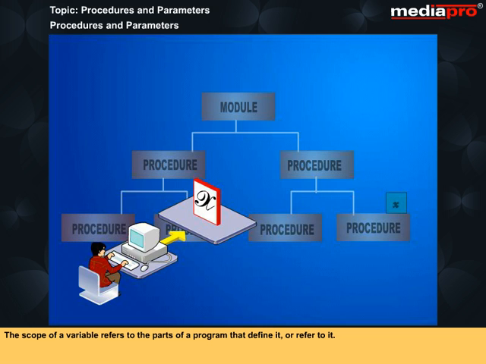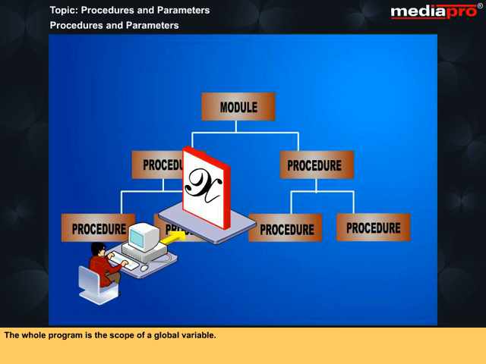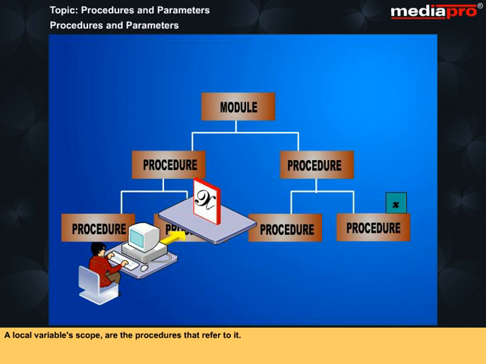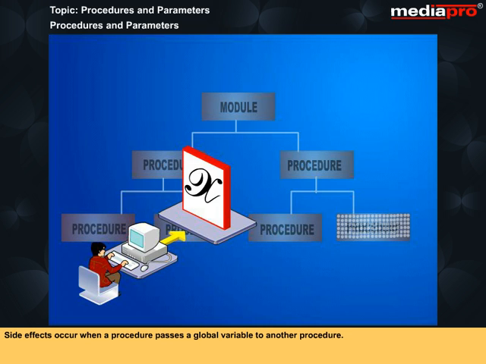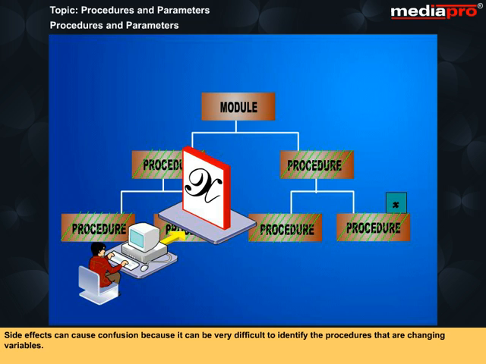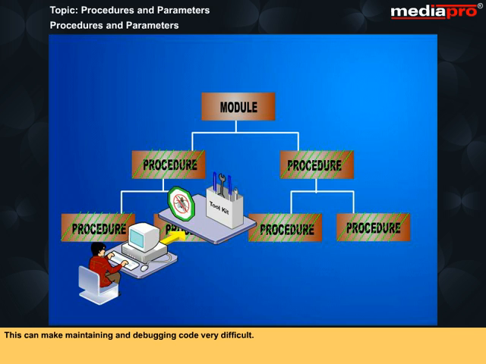The scope of a variable refers to the parts of a program that define it or refer to it. The whole program is the scope of a global variable. A local variable's scope is the procedure that refers to it. Side effects occur when a procedure changes a global variable used by another procedure. Side effects can cause confusion because it can be very difficult to identify the procedures that are changing variables. This can make maintaining and debugging code very difficult.